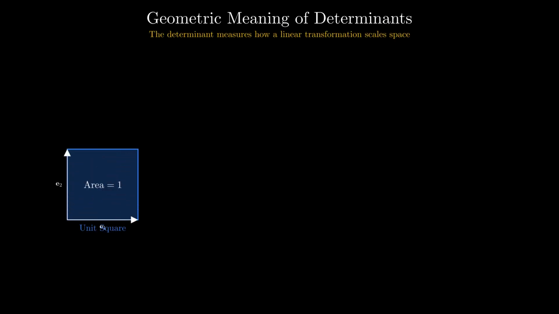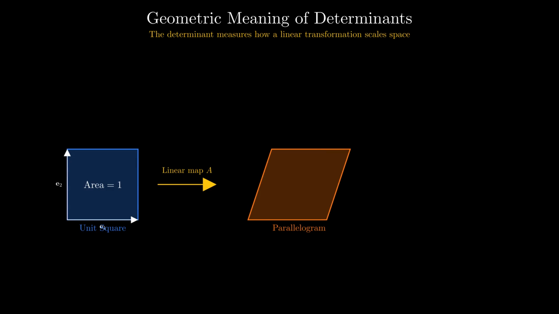Let's step back and see what this really means geometrically. The determinant measures how a linear transformation scales space. Start with a unit square, which has area 1. Now apply the transformation defined by matrix A. The unit square deforms into a parallelogram, and the area of that parallelogram equals the absolute value of the determinant of A. So if the determinant is 2, the transformation doubles all areas. If it's 1/2, it halves them.